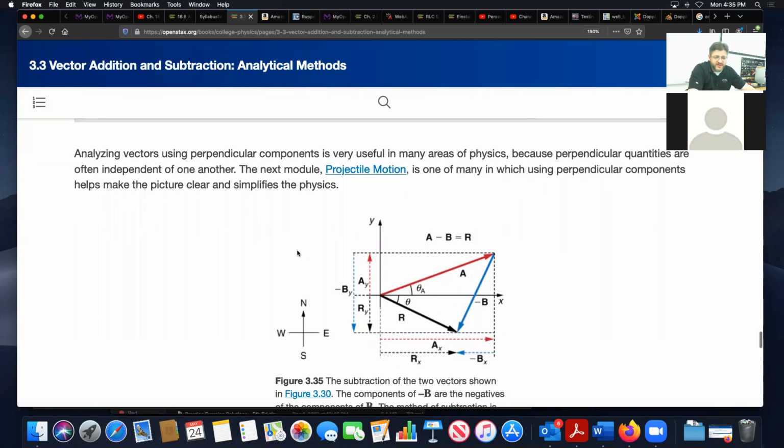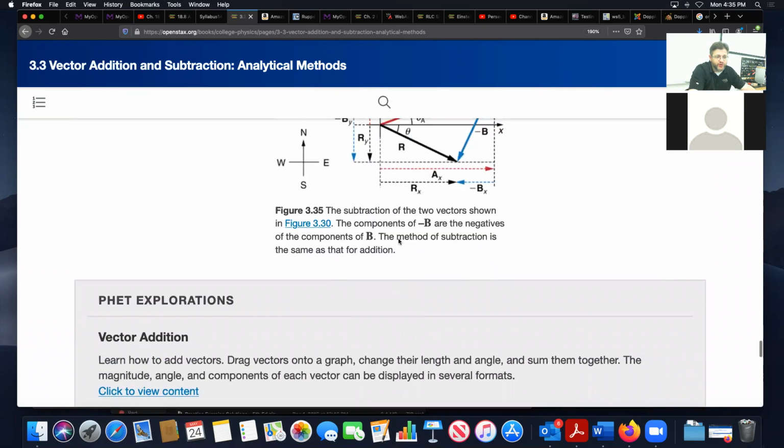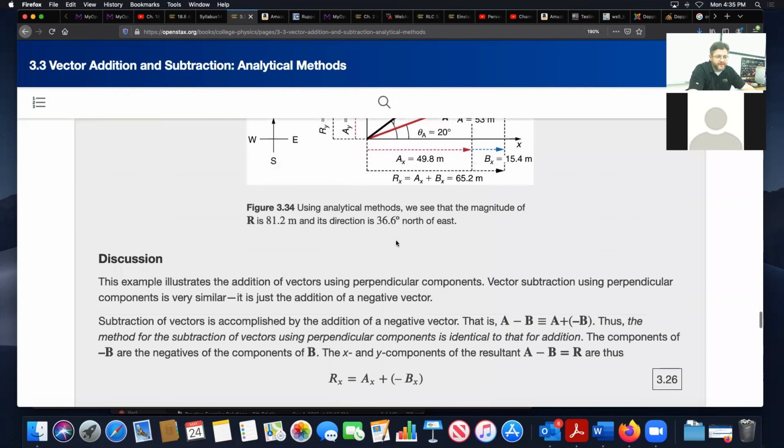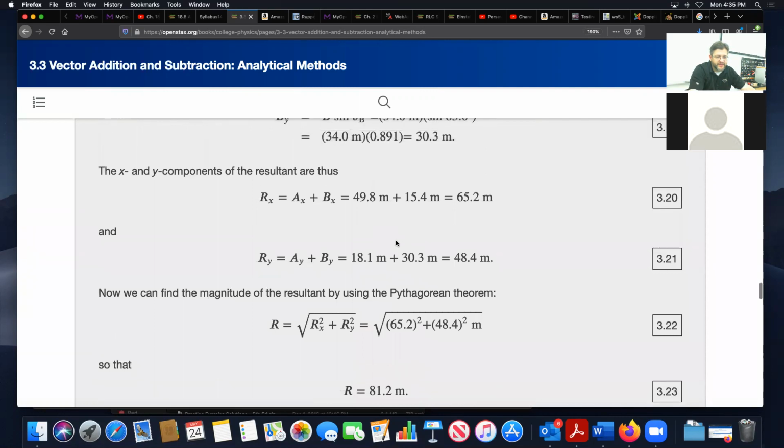So here are those same two vectors, but now we've subtracted them. You have a minus b, and this is what it looks like graphically. If you were going to subtract them up here, at this point right here, you would just put a minus sign here and a minus sign here, and you get 49.8 minus 15.4 and 18.1 minus 30.3.